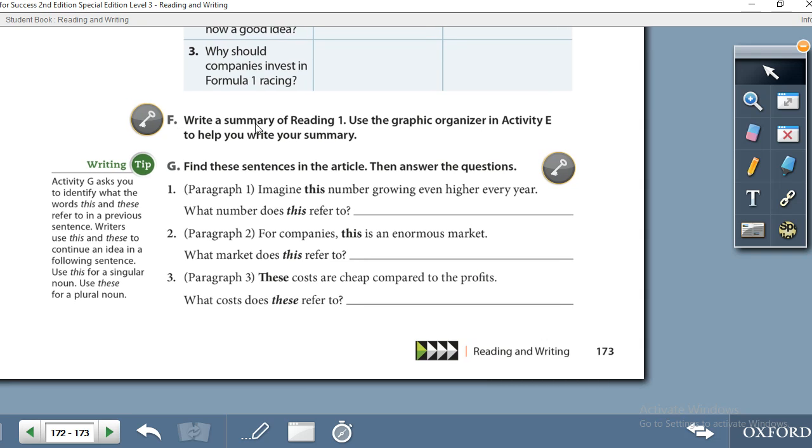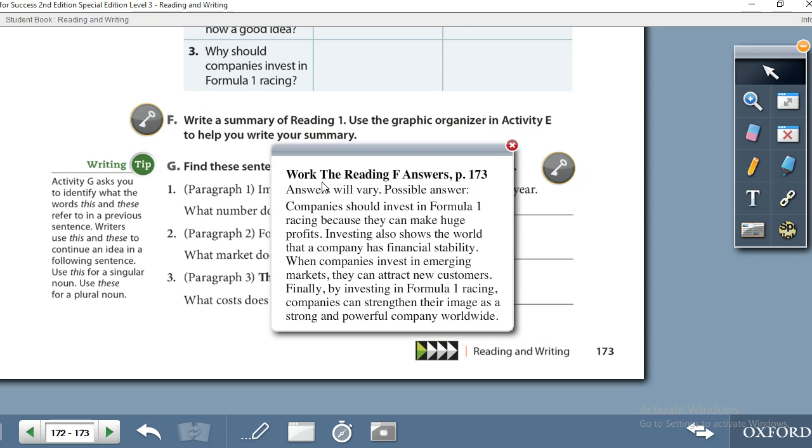Exercise F, write a summary of reading 1. Use the graphic organizer in activity E to help you write your summary. So let me show you the answer key. These are possible answers, right? Answers will vary. Companies should invest in Formula One racing because they can make huge profits. Investing also shows the world that a company has financial stability. When companies invest in emerging markets, they can attract new customers. Finally, by investing in Formula One racing, companies can strengthen their image as a strong and powerful company worldwide. So that is a possible answer. Remember, your answer will vary. It won't be exactly the same.